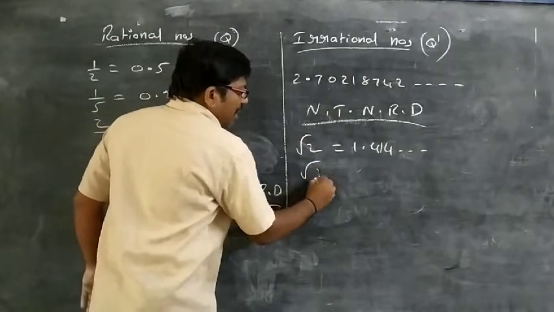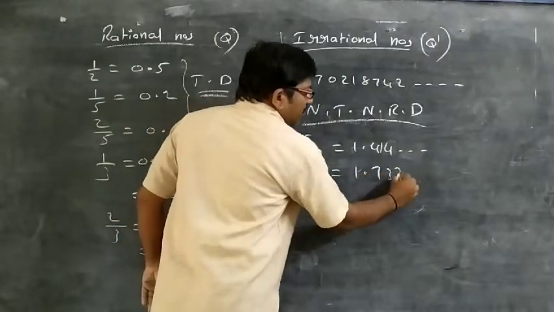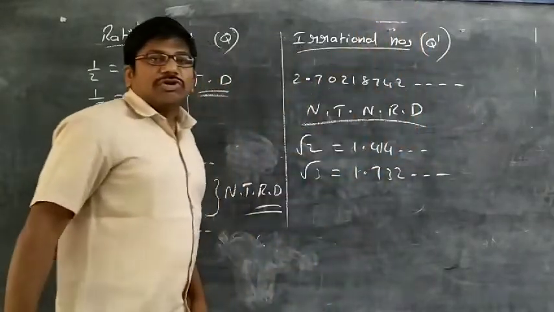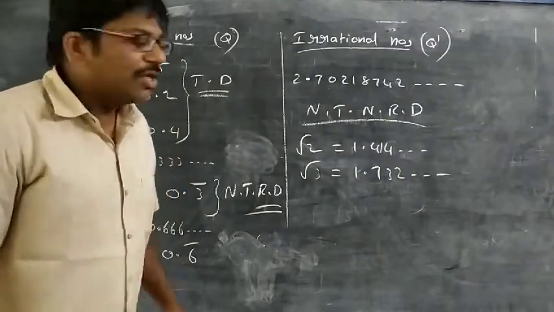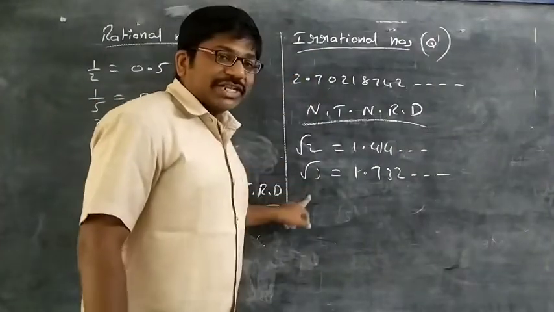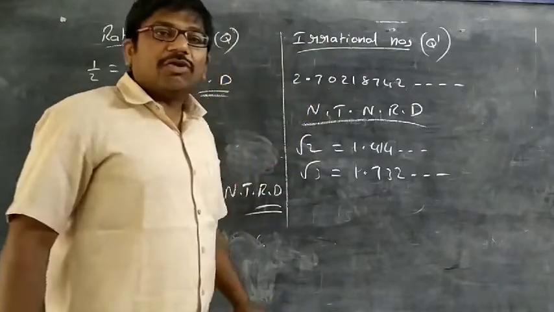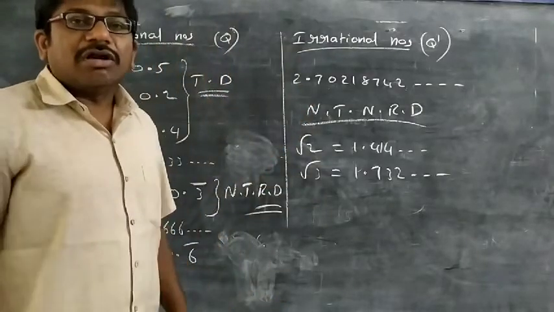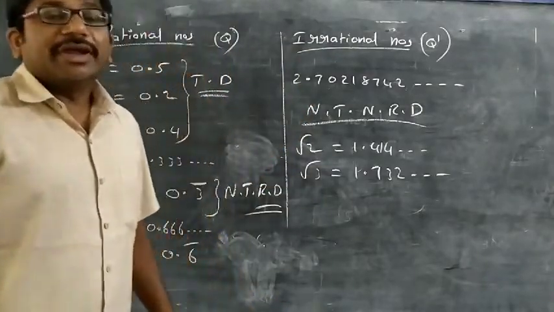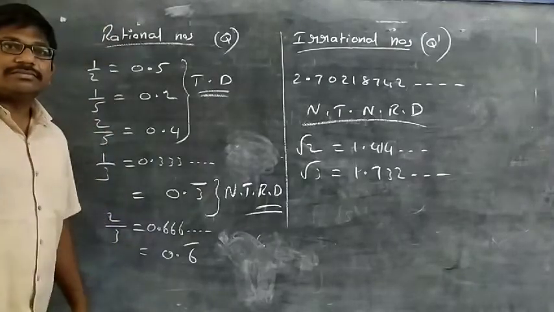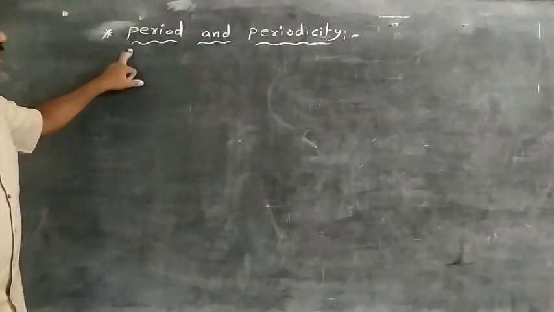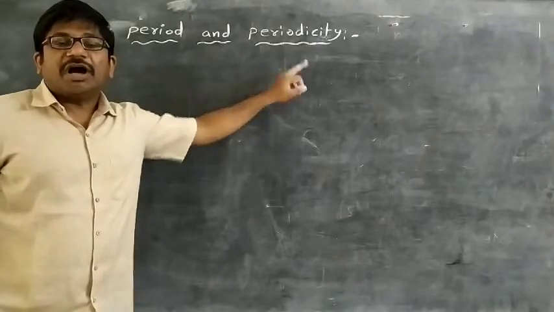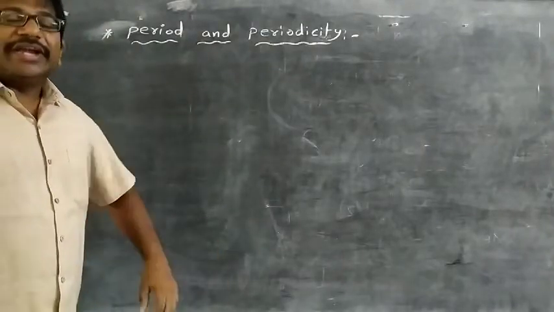Root 3's value is also 1.732 and so on. It is also a non-terminating, non-repeating decimal, so it is called an irrational. So finally we conclude that irrationals are non-terminating, non-repeating decimals. Next, period and periodicity of a decimal.